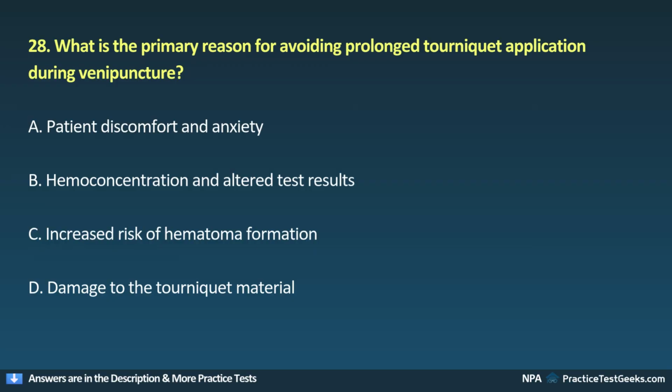28. What is the primary reason for avoiding prolonged tourniquet application during venipuncture? A. Patient discomfort and anxiety. B. Hemoconcentration and altered test results. C. Increased risk of hematoma formation. D. Damage to the tourniquet material.